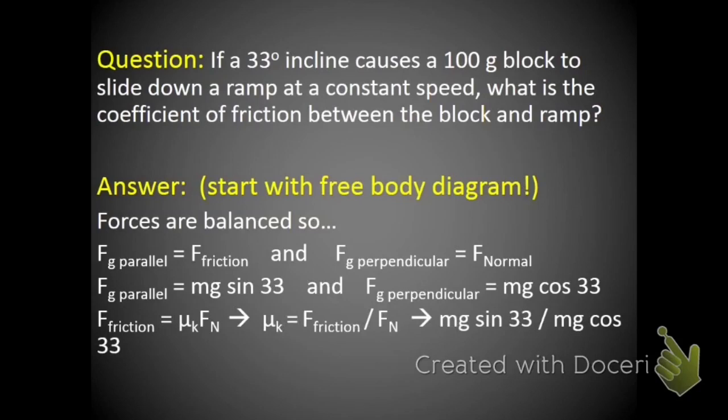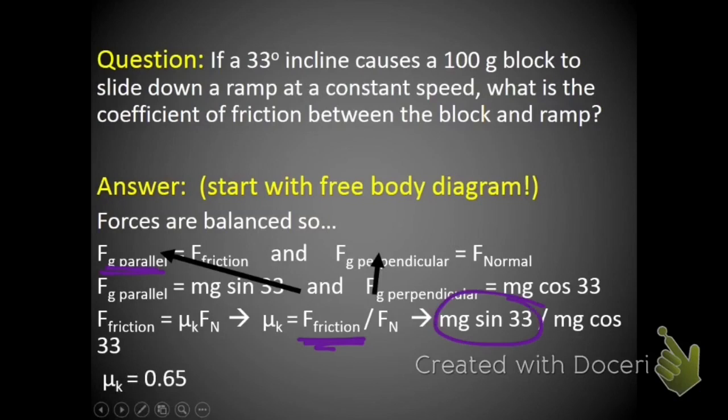Now I can set these things equal to each other, where the frictional force is equal to that parallel force, mg sine, and the normal force is equal to that perpendicular force, mg cosine. And I get, mg's cancel out, sine of 33 over cosine of 33, which is 0.65.